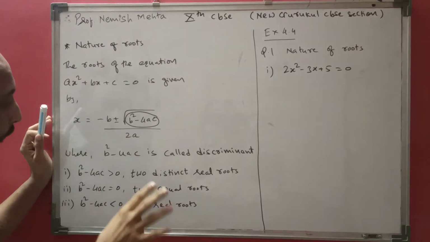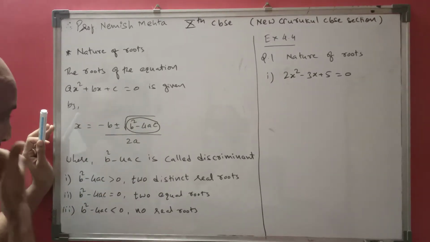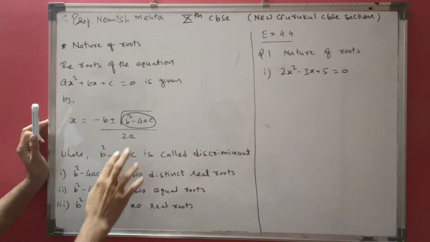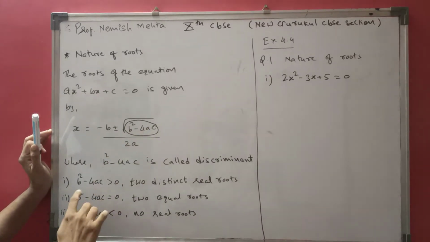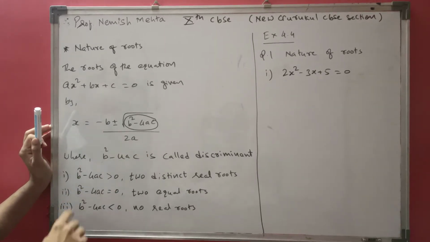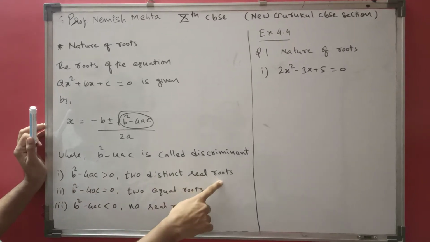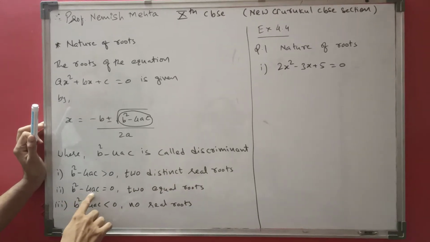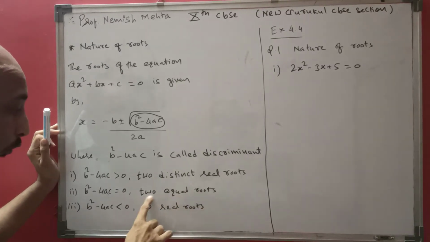So to find out nature of roots, what is important here is this discriminant, that is b square minus 4ac. Whenever the word discriminant occurs, that means it is b square minus 4ac. Now we have three types of nature of roots depending upon the discriminant. First, if b square minus 4ac is greater than 0, the equation will have two distinct real roots. If b square minus 4ac equals to 0, there are two equal roots.